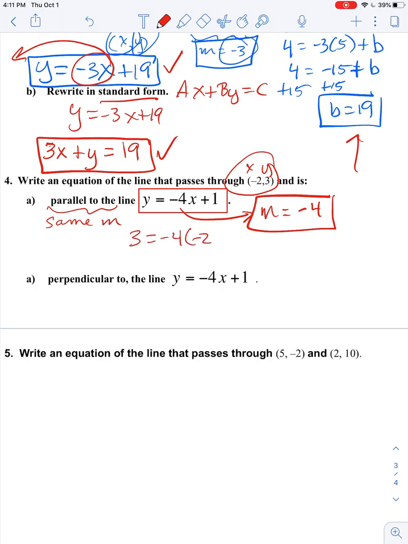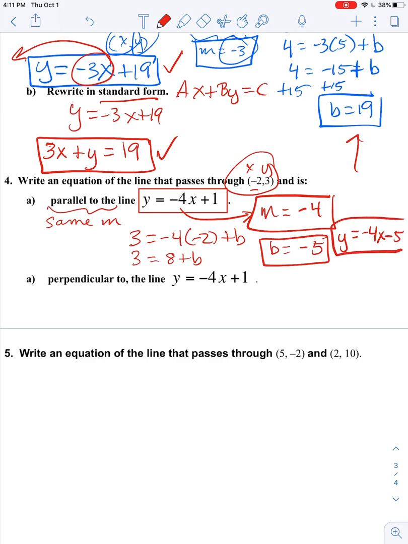And then I'm going to go back up here and do the same kind of math using my y of 3 equals m of -4 times x of -2 plus b. So now I'm just going to do the algebra related to that, and I'm going to find out that b equals -5 when it's all said and done. So then my equation is just going to be y equals -4x, because I'm using my slope, minus 5, because that's my b value.